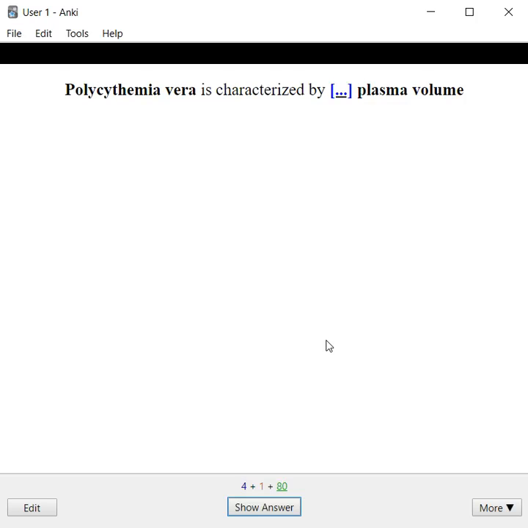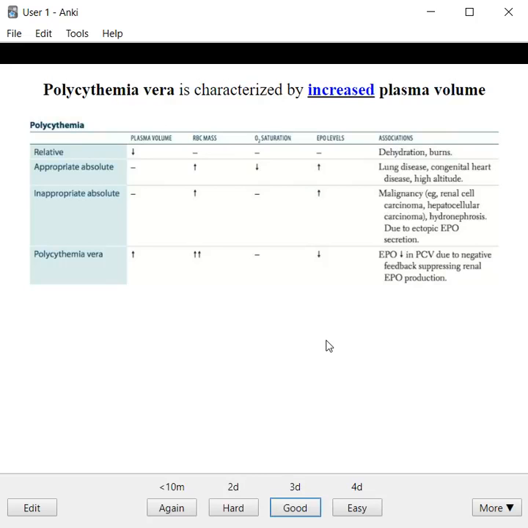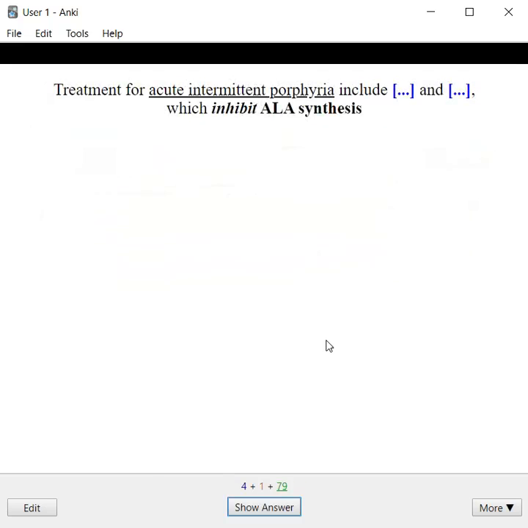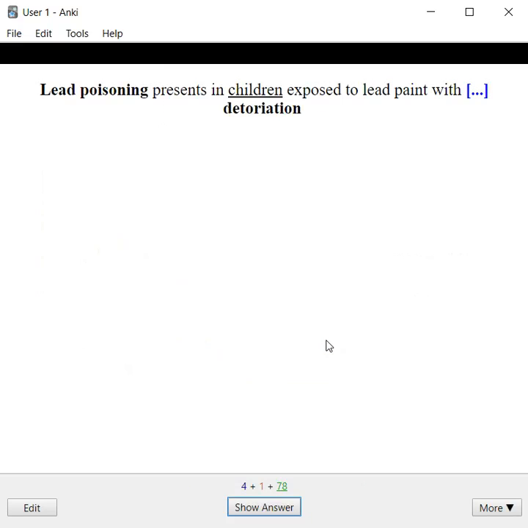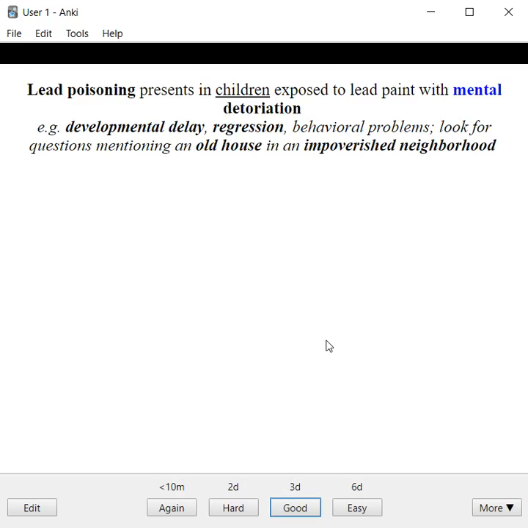Polycythemia vera is characterized by increased plasma volume. Treatment for acute intermittent porphyria include what and what, which inhibit ALA synthesis, heme and glucose. Lead poisoning presents in children exposed to lead paint with what type of deterioration? Mental deterioration.